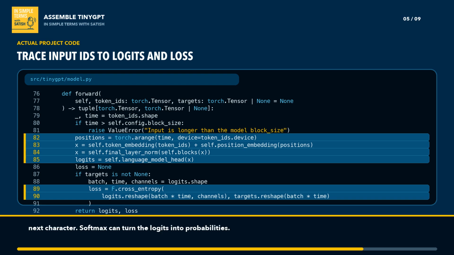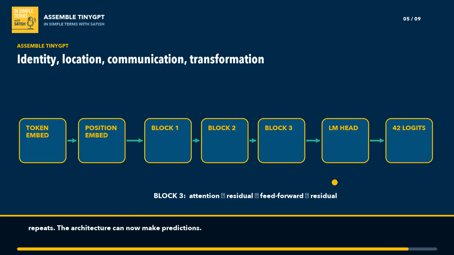Softmax can turn the logits into probabilities. Sampling chooses the next token. Then the new token is appended and the process repeats. The architecture can now make predictions, but its weights are still random. The next step is learning.